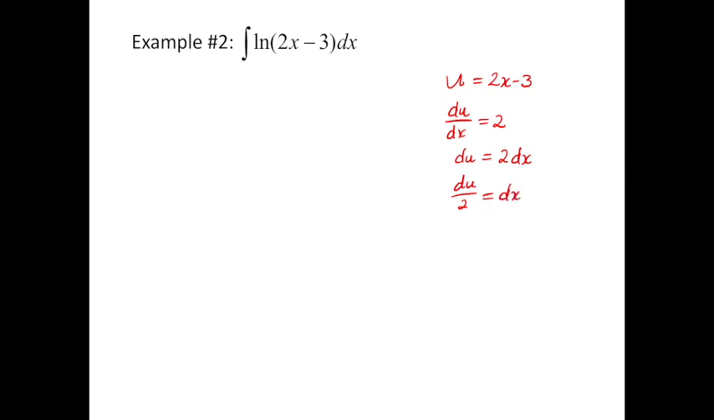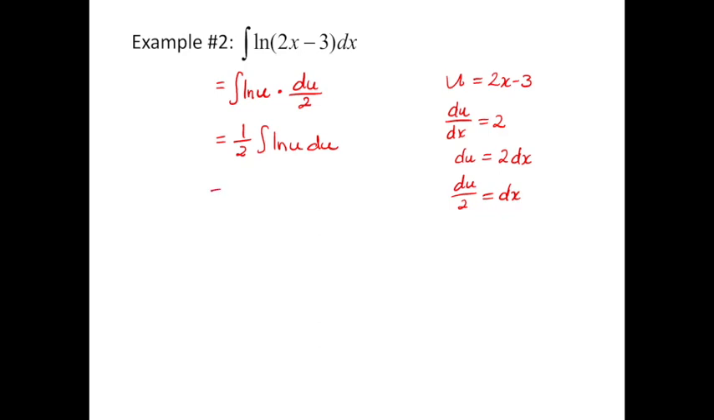So then substituting, we have the integral of the ln of u times, and then in place of dx, we have du over 2. So again, we used u to replace 2x minus 3, took the derivative of that, which was 2, then rearranged that derivative to isolate the dx, so dx is equal to du over 2, then replaced the 2x minus 3 with u, and the dx with du over 2. And we could also write this as 1/2 integral of ln of u du.